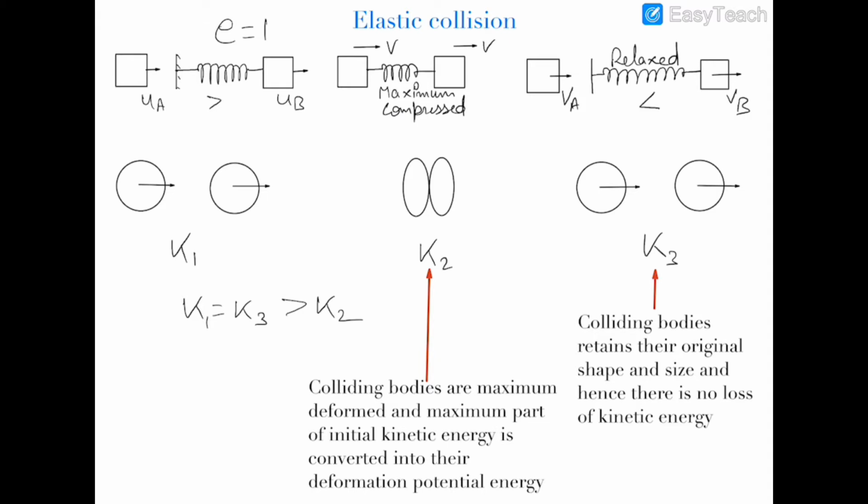Let's suppose this block is moving with some greater velocity towards this one, and this spring is attached to this wall and this block. Now they collide, and as this block compresses the spring, the spring will retard the first block and accelerate the second block, due to which the velocity of the first block, which is initially greater, will start to decrease, and the velocity of the second block, which is initially lower, will start to increase.